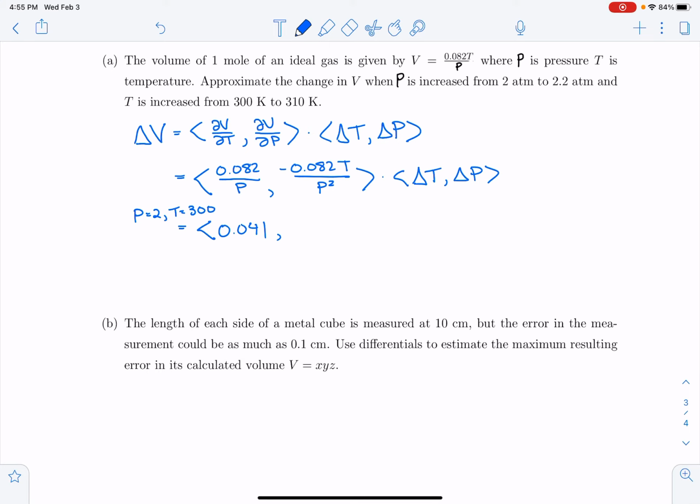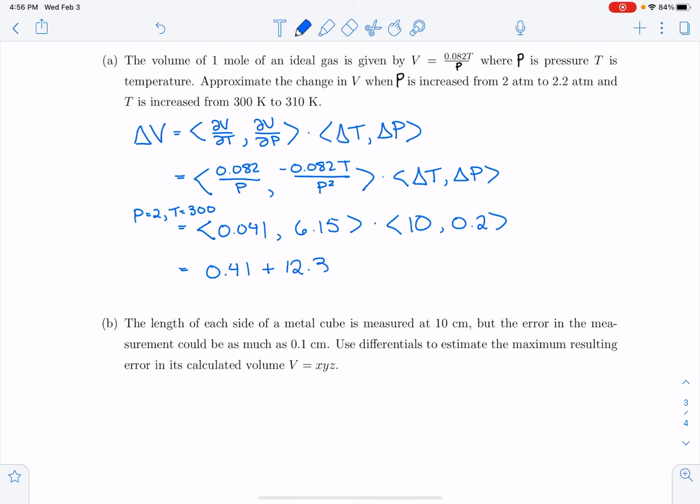And here we're going to get negative 0.082 times the temperature of 300 divided by our pressure 2 squared. If we do that, we're going to get 6.15. And we're going to dot that with the change in temperature, which is going to be 10 Kelvin, and the change in pressure, which is going to be 0.2 atmospheres.